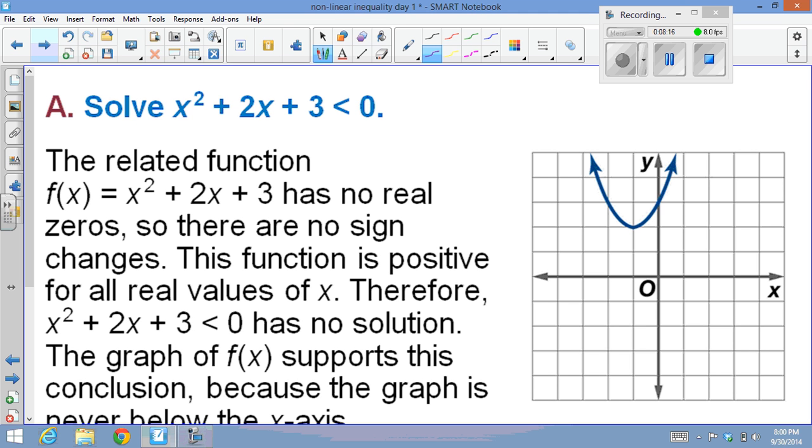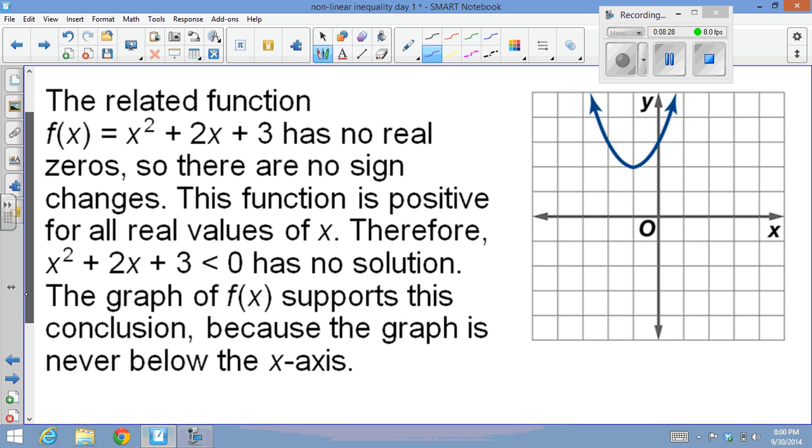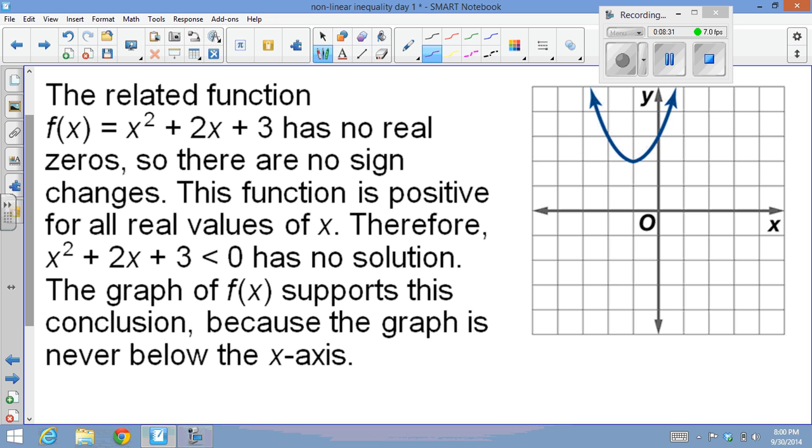So if I'm asking for when is it going to be less than 0, well, since it never touches the x-axis, it's never going to be less than 0. So that means that there's no solution for this. This parabola is never going to be less than 0. And if you were to create your table with that, it would be the same idea.